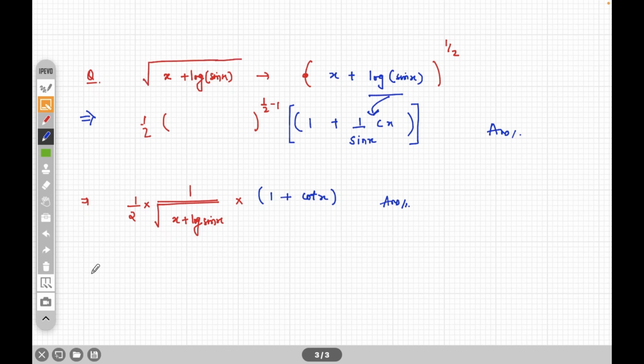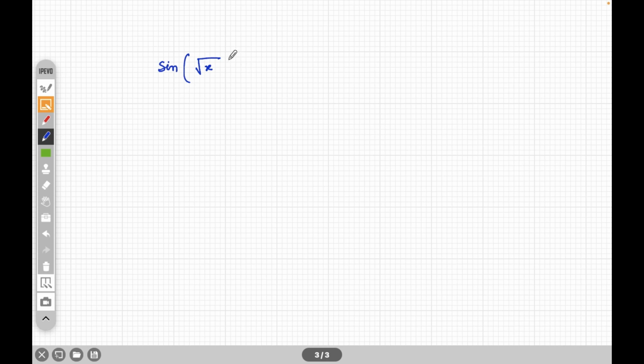Another question. What is the differentiation of sine of root x, whole to the power, let's make it a bit more complex, 1 by 3? Means the cube root of sine root x. Go ahead, take your time, don't hurry, do it calmly.